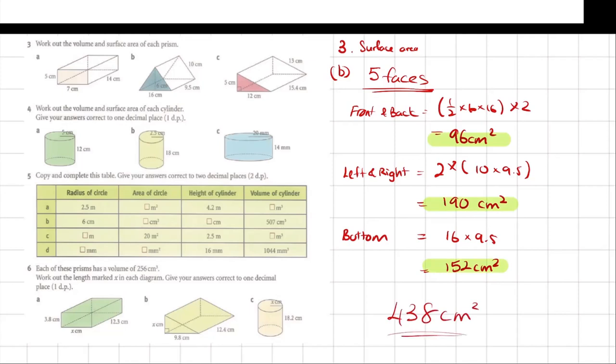Now next, just double check you have your 5 faces now. 1, 2, 3, 4, 5. Very good. Done.